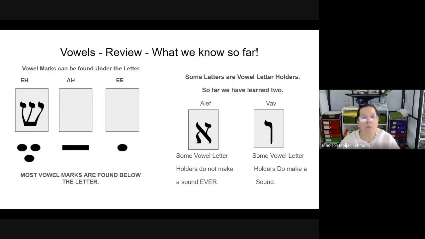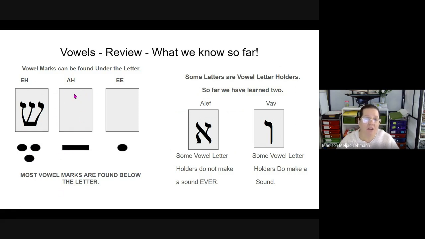Okay, what we know so far about our vowels. If we look at this first box here on the left side, what we see is a shin. We learned that today. And then we have our 3 dots here. This is our vowel, and this is a sound like eh, like in bed. And that is what I mean when I say stacked vowels: 2 dots on top and 1 underneath.